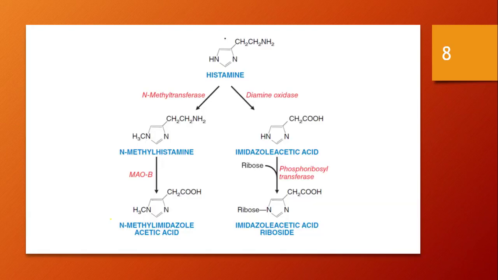Okay, so this is the chart of the two fates of histamine metabolism. One fate is in the presence of N-methyltransferase and another is in the presence of diamine oxidase. The end result of N-methyltransferase is N-methyl imidazole acetic acid, and in the presence of diamine oxidase we get imidazole acetic acid riboside.